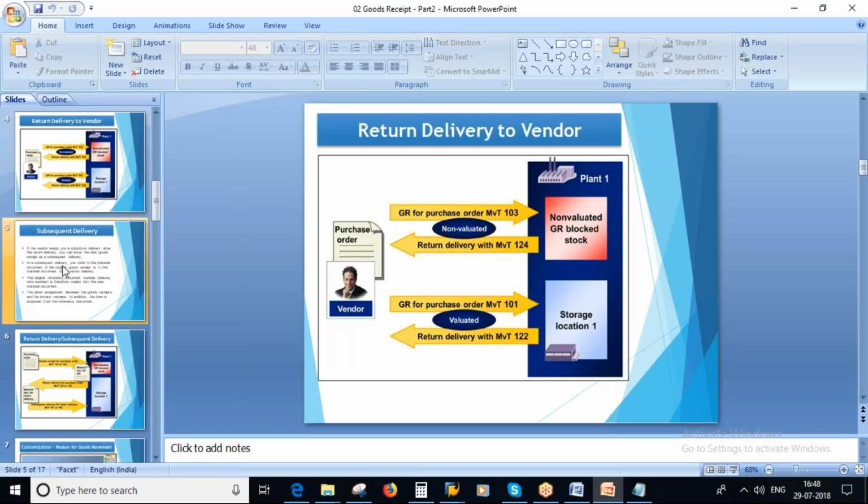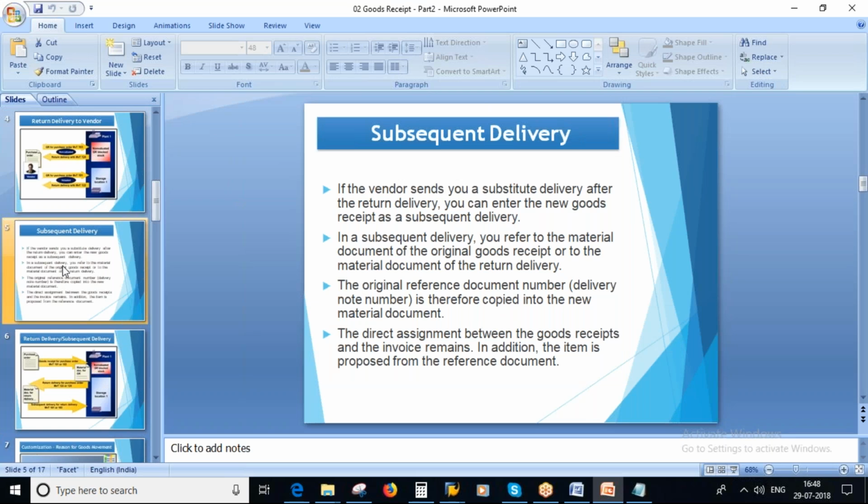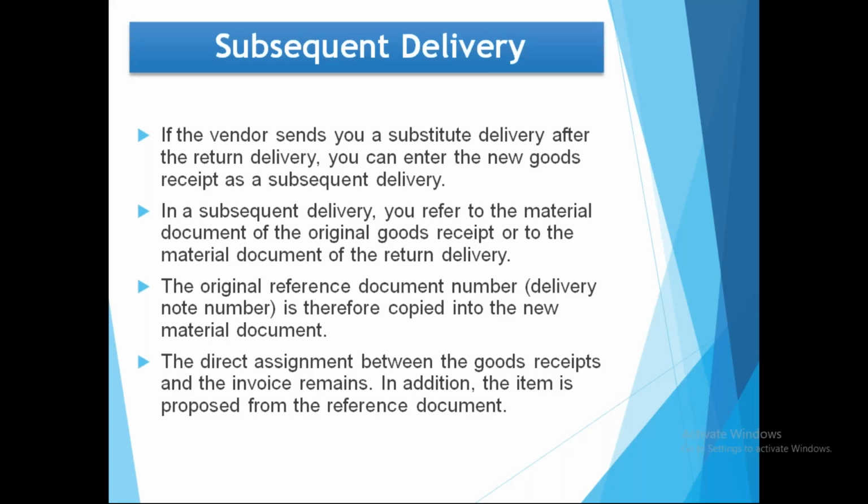Now after this we will be discussing subsequent delivery. Once you do the return delivery, what your supplier, your vendor does is, against whatever we return back, in its place again he will do the delivery. He will send the fresh material, which is called subsequent delivery. So if the vendor sends you a substitute delivery after the return delivery, you can enter the new goods receipt as a subsequent delivery. That means again he will deliver in place of that returned material.